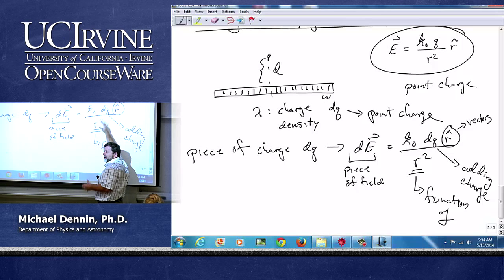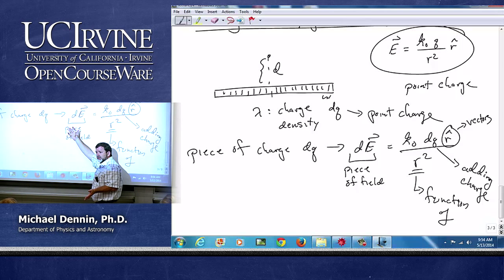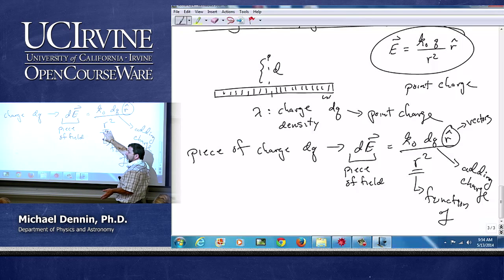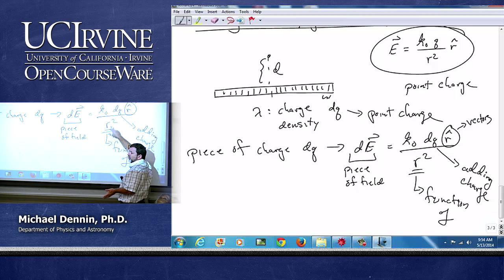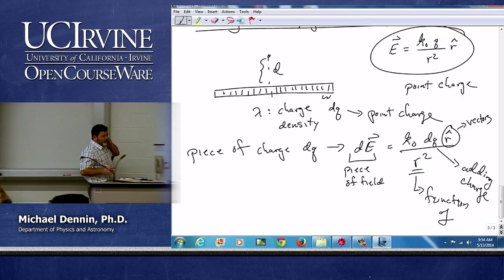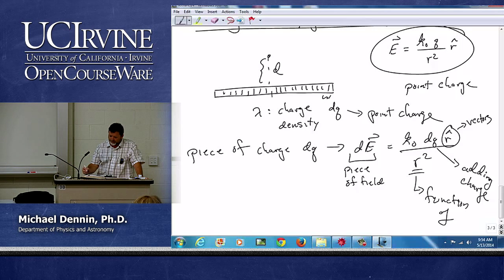These are the key. E&M gets hard because you have to deal with vectors. You can't forget that. But you also have to deal with converting your dq's to something useful, because you're going to integrate your function of r. So you've got to get dq somehow in terms of r. That's how it works at the end of the day. So let's look at all of these pieces.